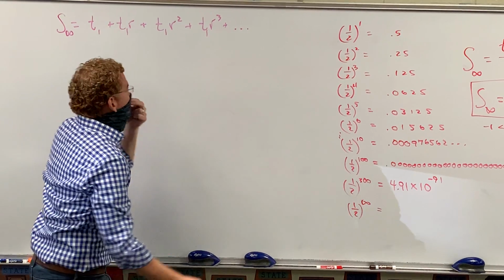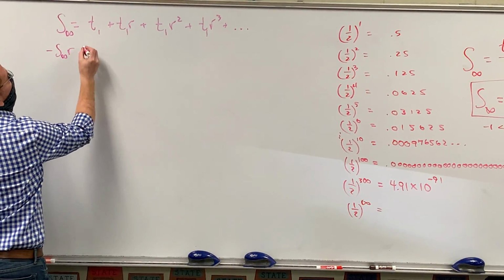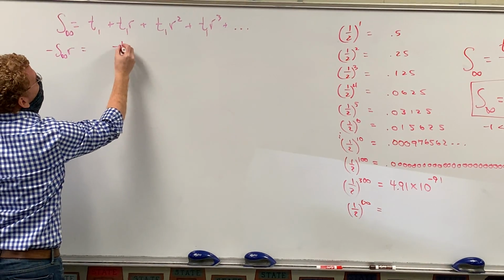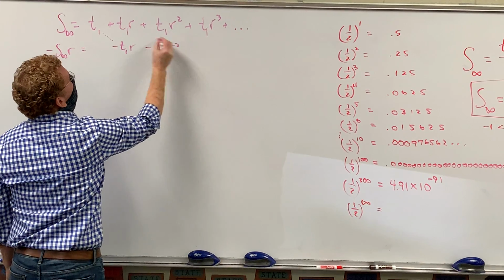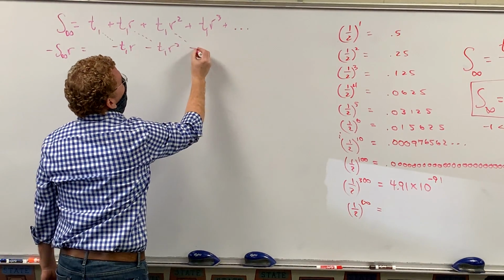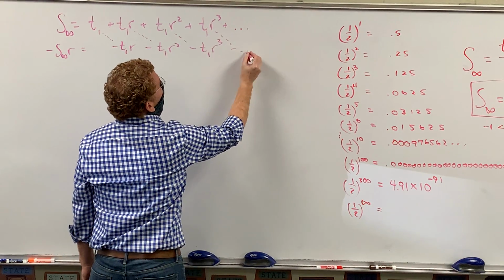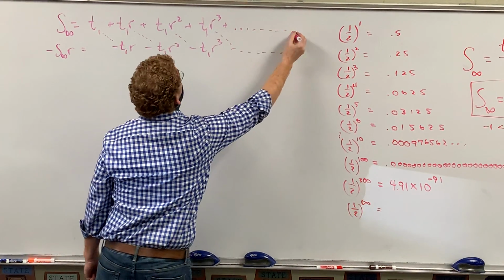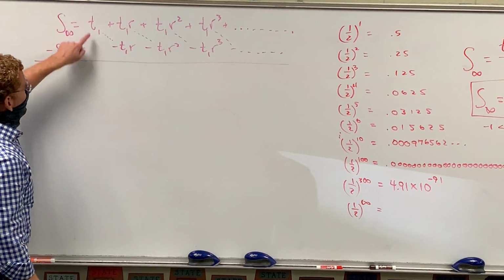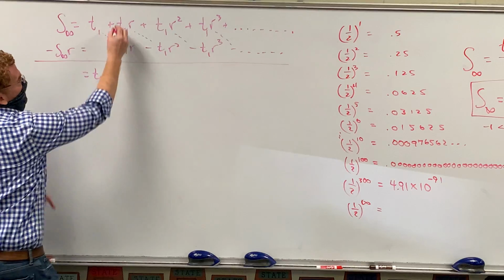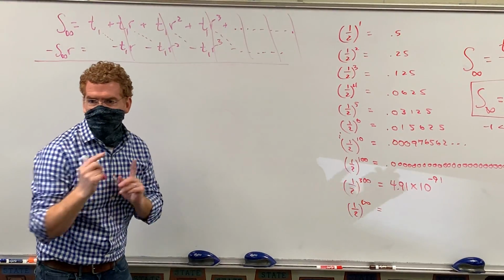Right? Well, what happens if I multiply by a negative r? Negative S infinity r, negative t1r, remember I slid it over, negative t1r squared, because I multiplied that by r, negative t1r cubed. So what happens here if they're both going forever when you add them together? Everything cancels out except the first. You still get that, but everything cancels now, because they both go forever.